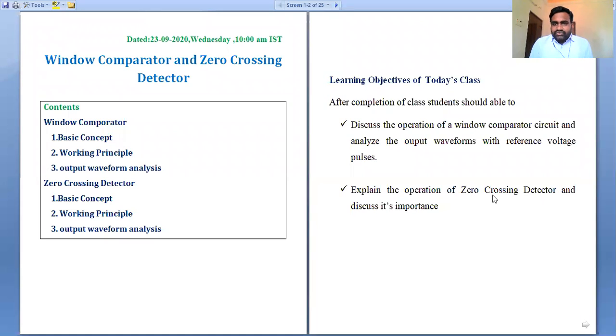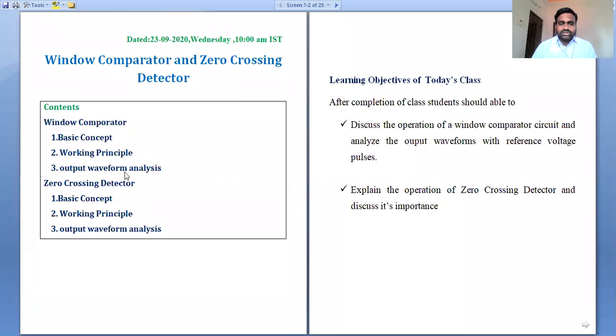So in the last class we discussed a new concept, that is nonlinear applications of the operational amplifier. In today's class we will discuss a few more applications of the nonlinear operational amplifier. The first one is the window comparator. We will see the basic concept of the window comparator, its working principle, and we will do the output waveform analysis.